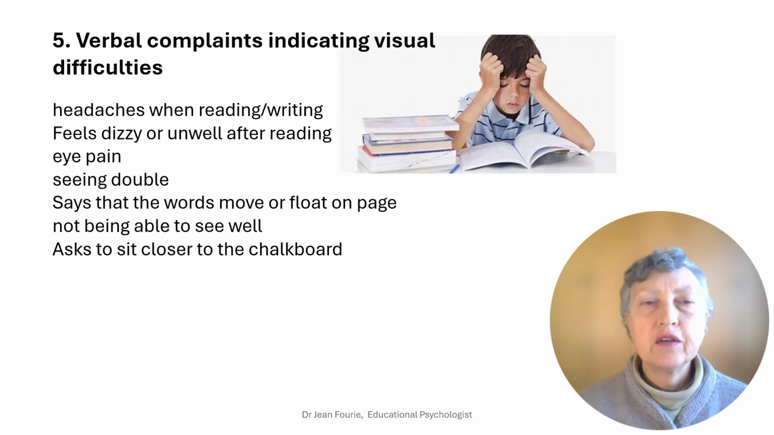In Part 5, record any verbal complaints the child might express, which could be indicative of visual difficulties. The child could complain of headaches when reading or writing, feeling dizzy or unwell after reading, could complain of eye pain or seeing double, or say that the words move or float on the page, or of not being able to see well, or the child could ask to sit closer to the chalkboard.